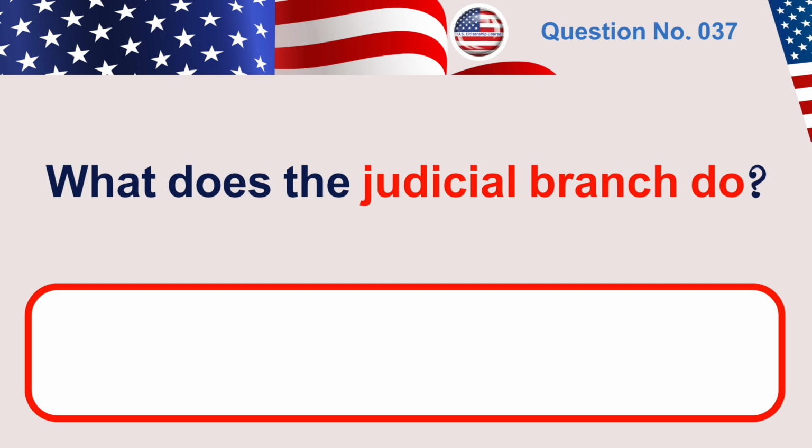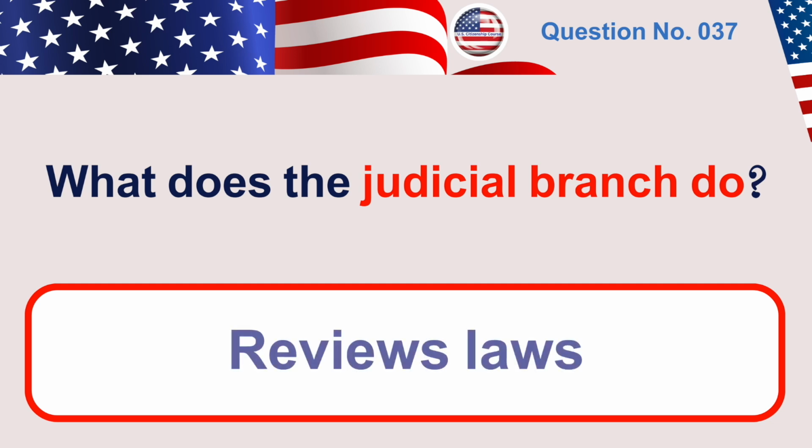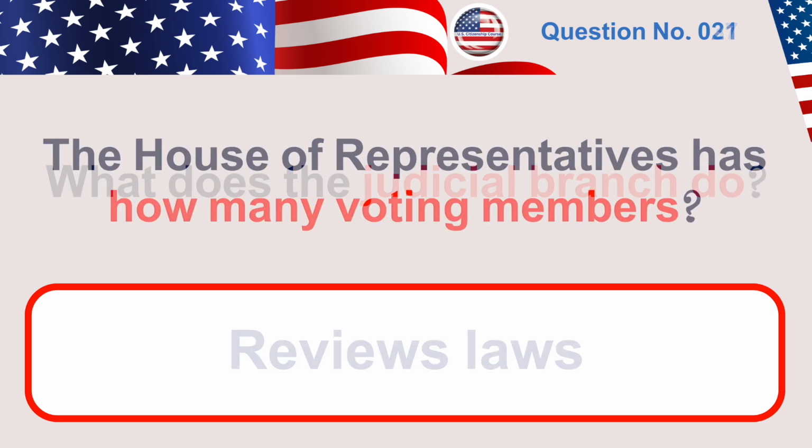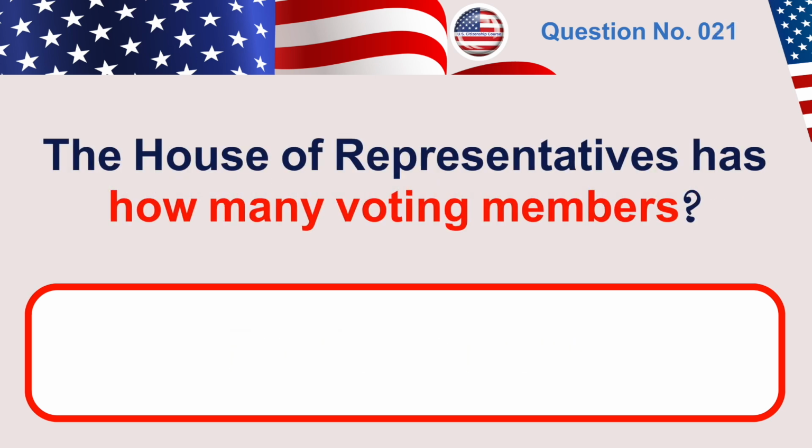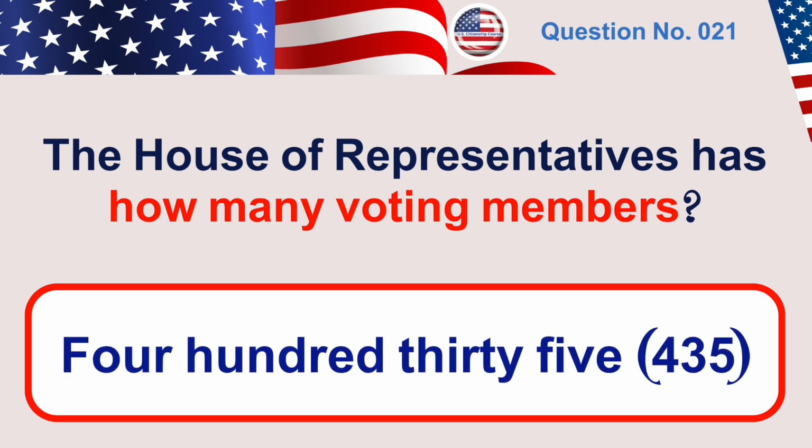What does the judicial branch do? Reviews laws. The House of Representatives has how many voting members? 435.